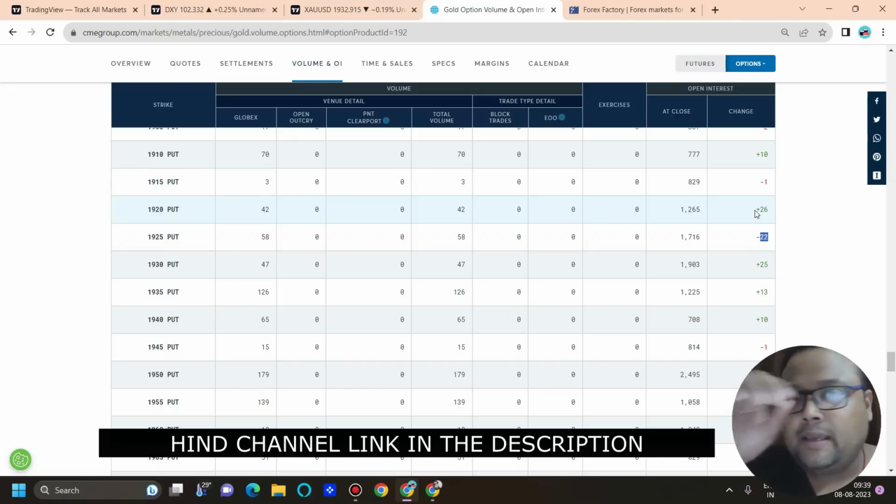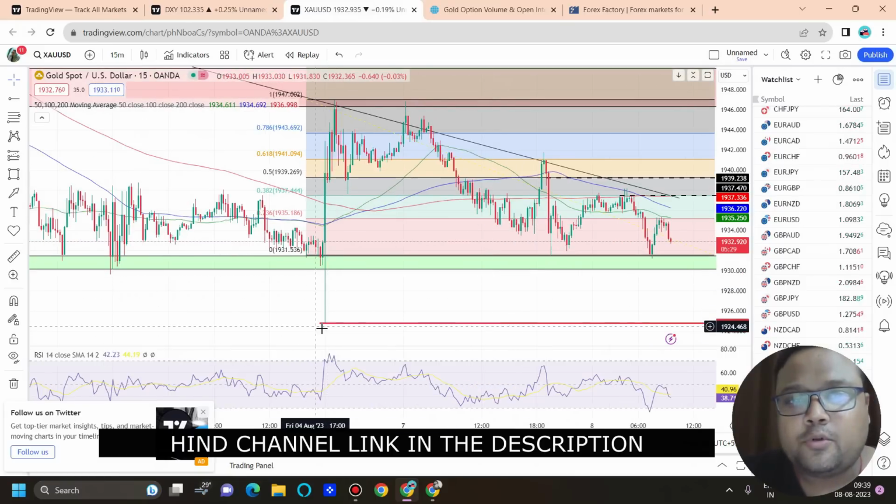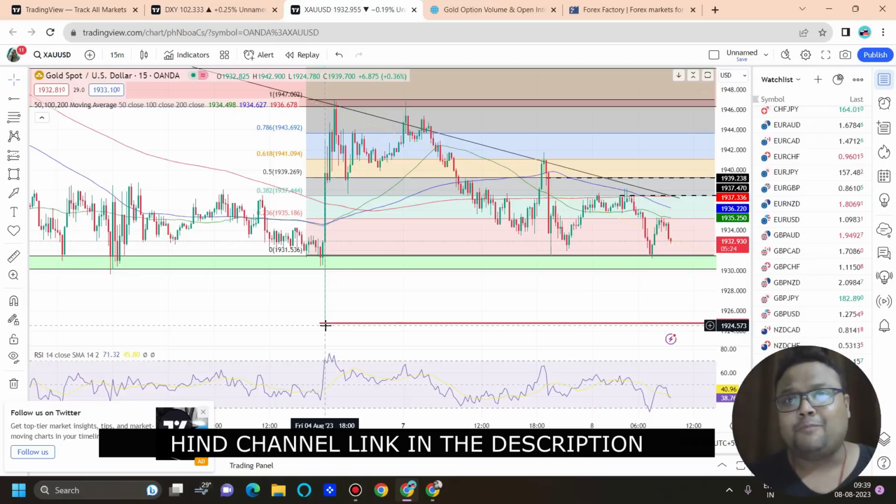So the market participants, the market makers, are shifting from 1925 to 1920 right now. So though technically we have only support around 1925, we also have another support around 1920 right now. So after CPI, if gold drops, then there's a good chance that the market may take support around 1920 as well. And today and tomorrow also, if the market drops below the 1925 level, don't be surprised. Slowly, the market makers are moving from the 1925 level to the 1920 level.